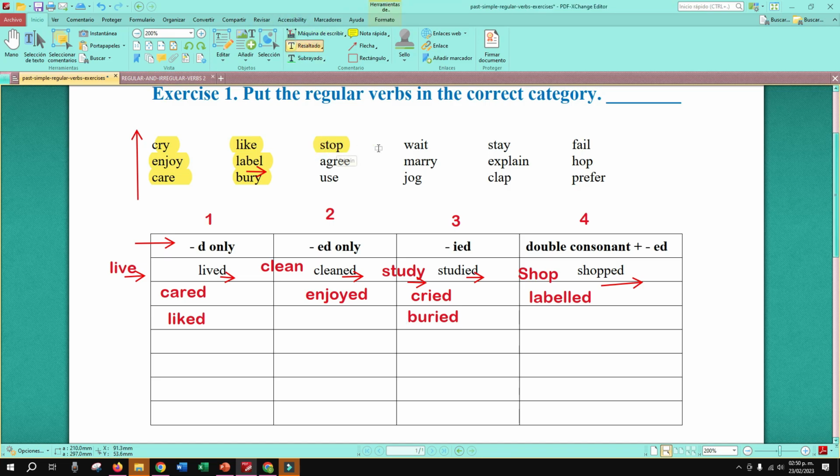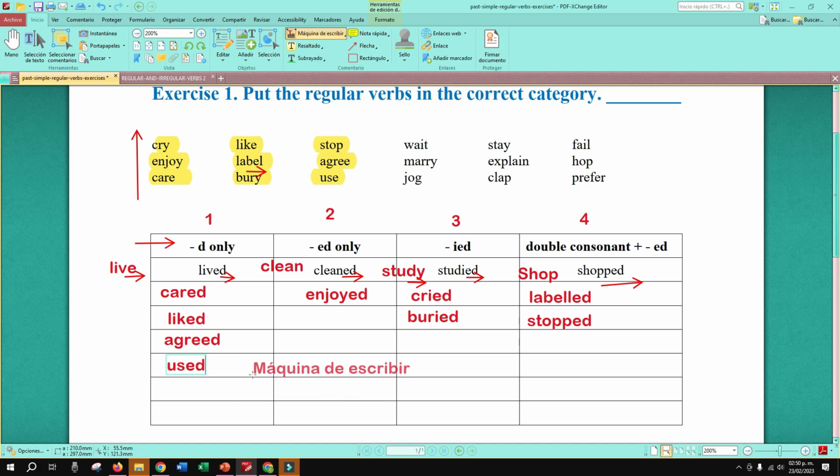What about stop? Look. Stop. One, four. Yes, four. Stopped. Right? Excellent. Double P, right? Nice. Let's see, agree. What do you think about agree? One. The one, right there you have agreed, right? One, excellent. Use, used. That is the use. One. Number one.